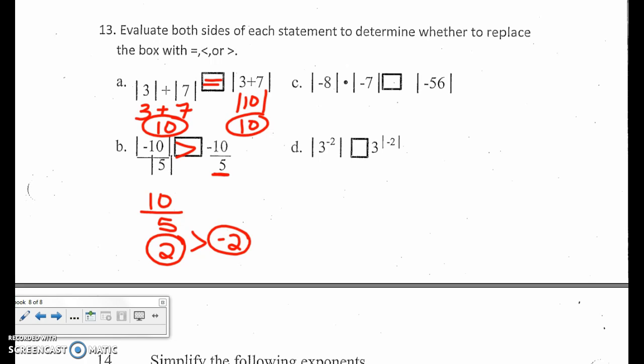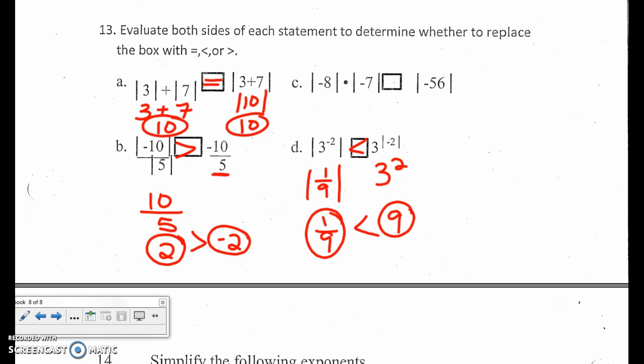So 3 to the -2nd power, we get 1/9. Make sure you're plugging that into your calculator correctly. And how far away is 1/9 from 0? Well, that's 1/9. Over here we get 3 to the 2nd power. Well, 3 times 3 we know is 9. And 9 is obviously greater than 1/9.